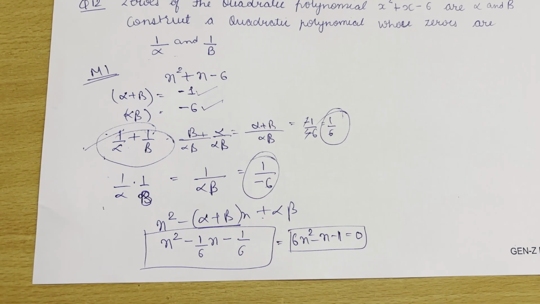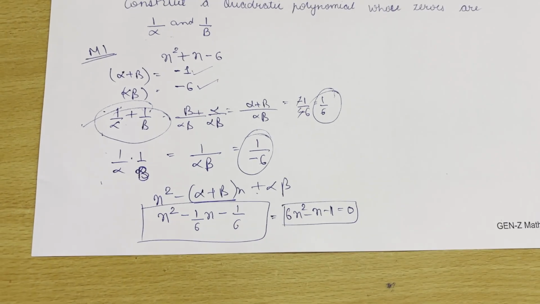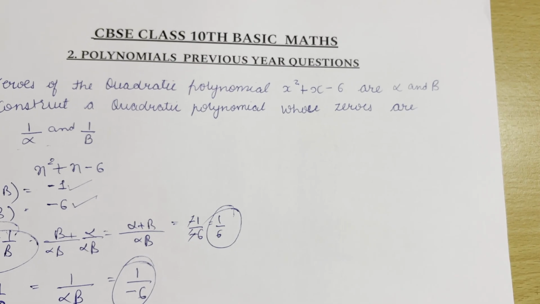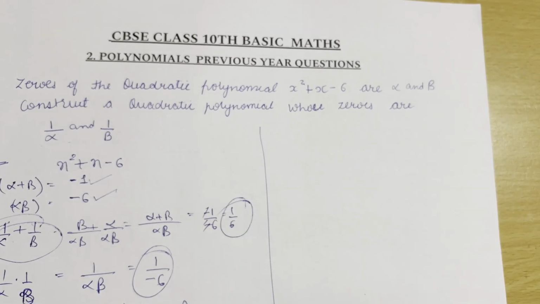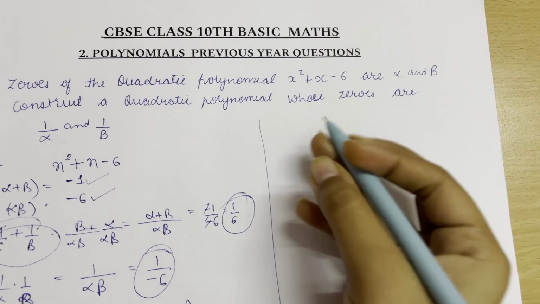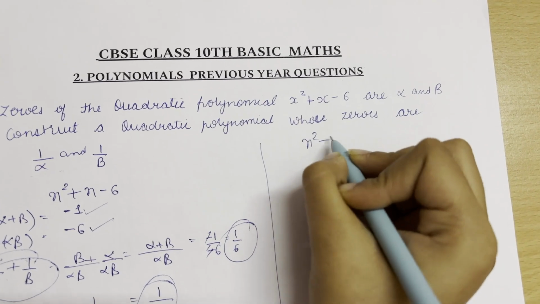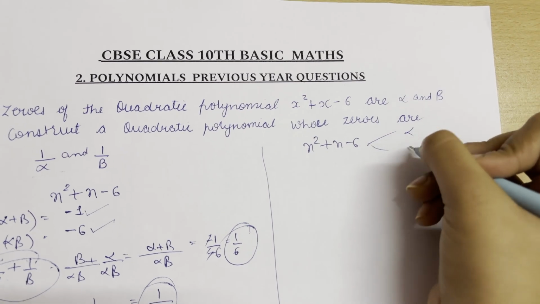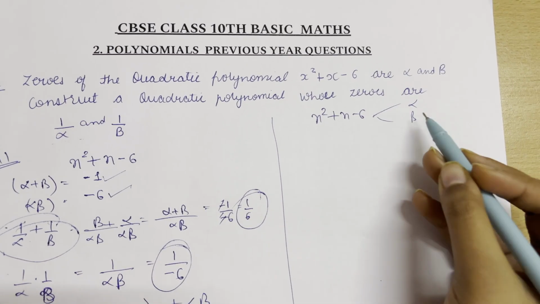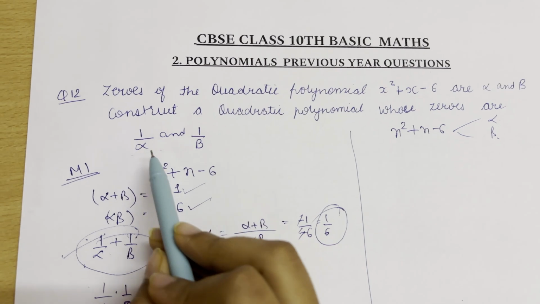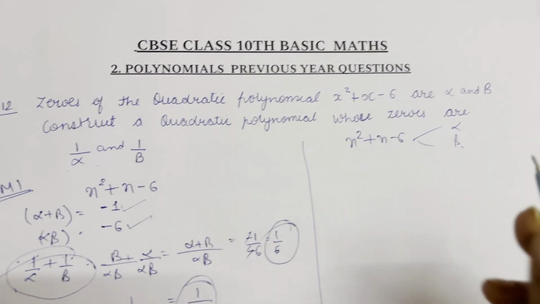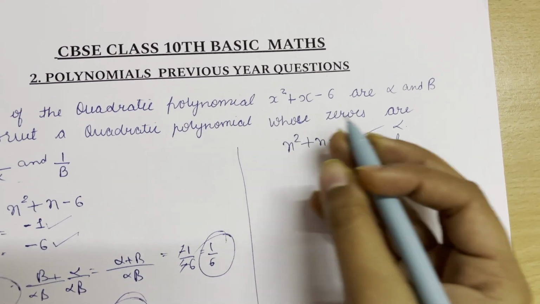I hope you understand this method. Let's solve this question by another method as well. Another method of solving is the same as we have solved the previous question. We'll split the middle term and find the two zeros, that is alpha and beta, and then from these alpha and beta we'll find the sum of our new zeros, that is 1 upon alpha and 1 upon beta. So I'll show you that as well.